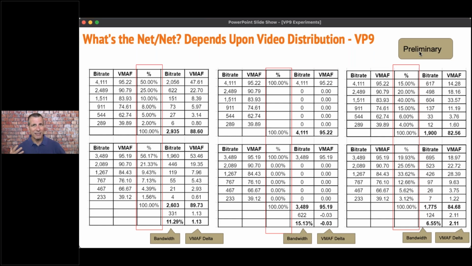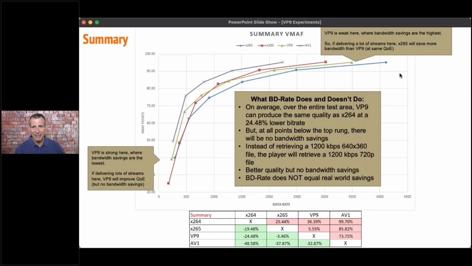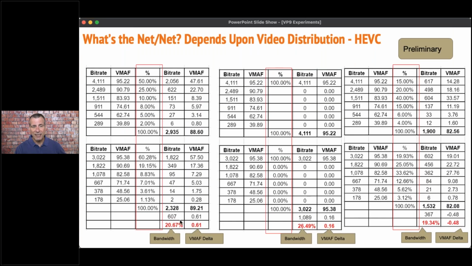But we're seeing a fundamental difference between what BD rate is supposed to do and what the average savings truly will be if you implement a new codec. And then here's HEVC. What's interesting is that HEVC did a better job here. So here's HEVC at the top end, not so much at the bottom end. And here's AV1. We see a much higher savings here, here, and here. And that's because it's more efficient, certainly in this case, because 100% of that particular rung is being retrieved.